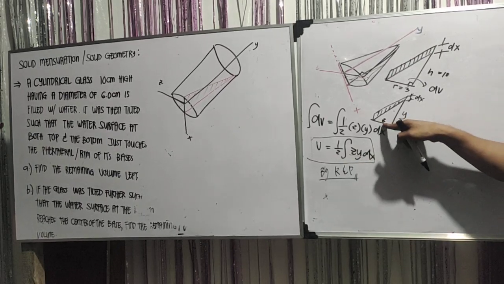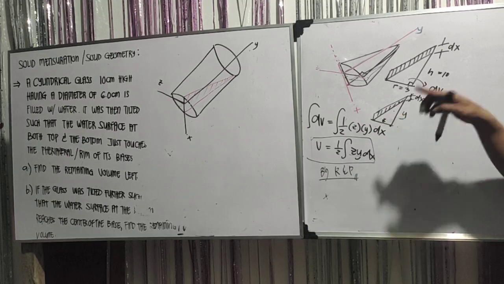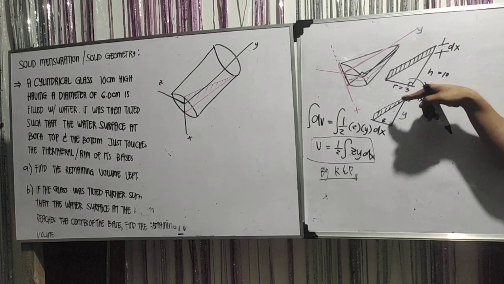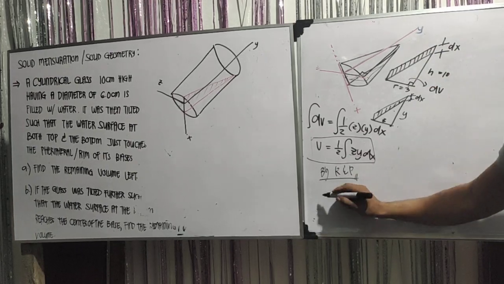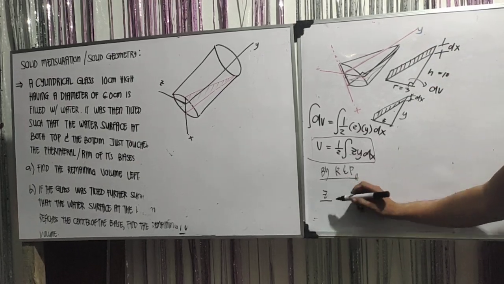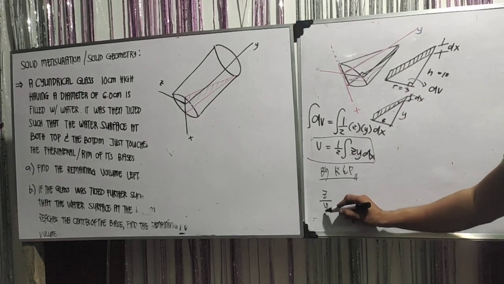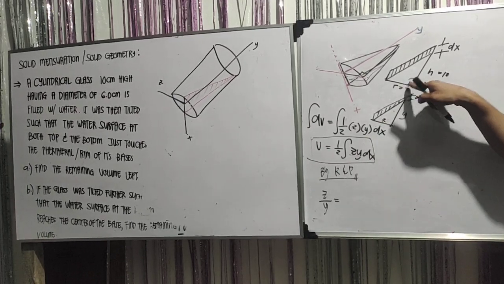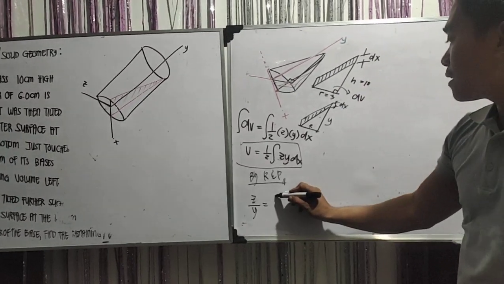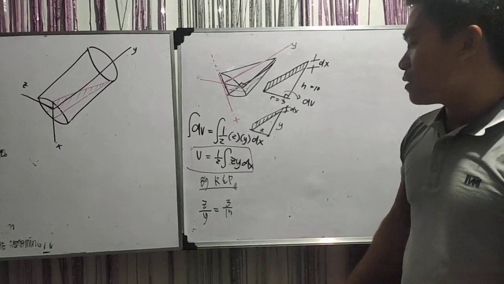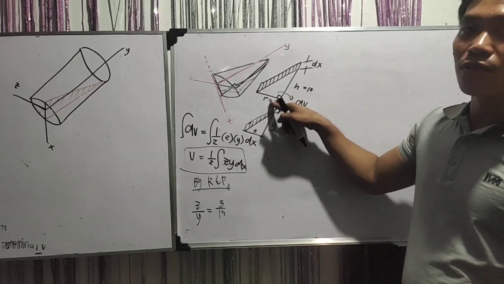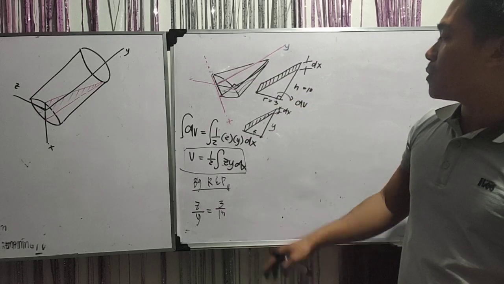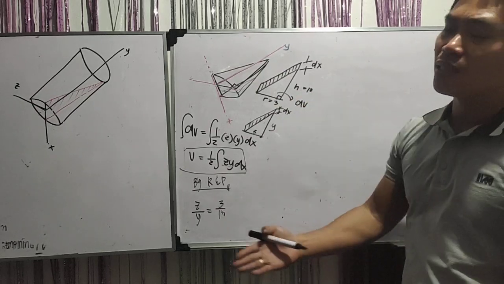Ito, Z over Y, pwede ito, i-relate mo dito, or pwede rin ito, i-relate mo doon. Okay lang, maganig. Z over Y, horizontal over vertical is just simply equal sa horizontal over vertical. Okay, so that is just 3/10. Sir, what if ito, nirelate ko doon? Actually, pwede. Z over 3 is simply equal to Y over 10. Same lang din yung result.